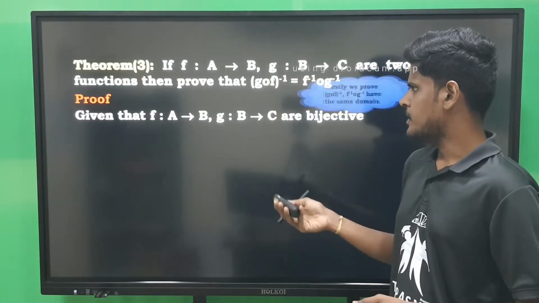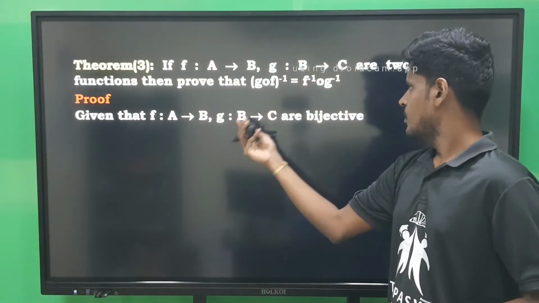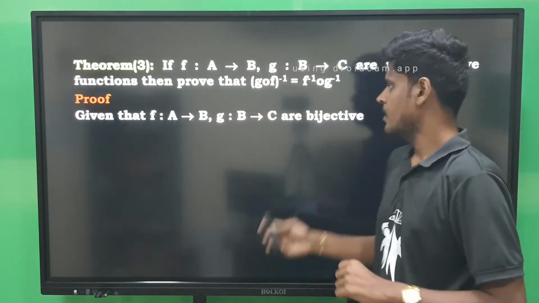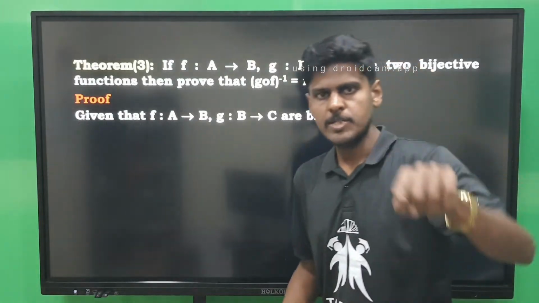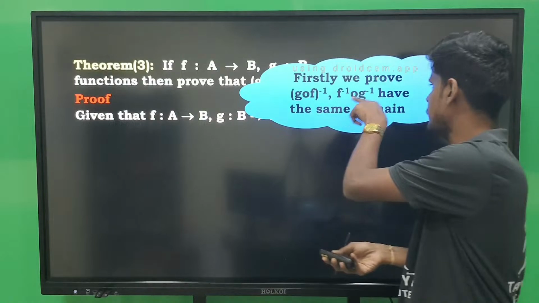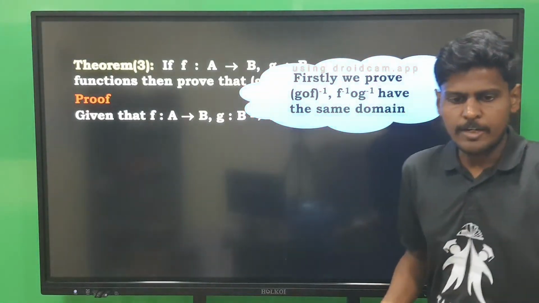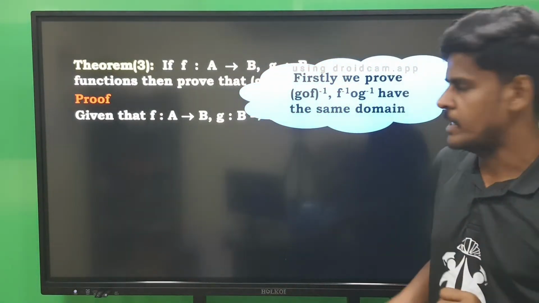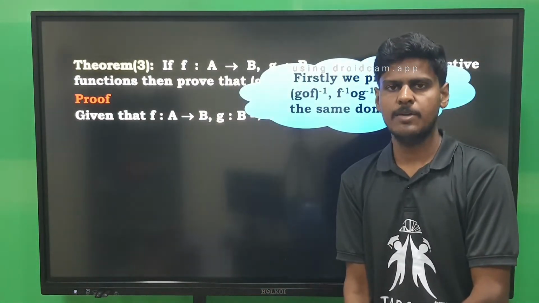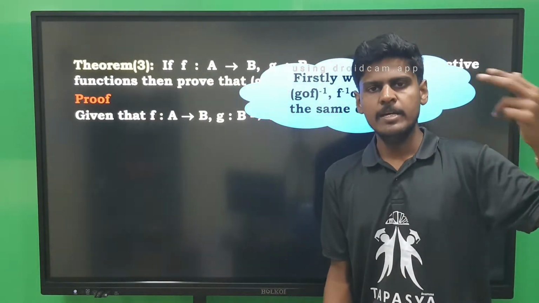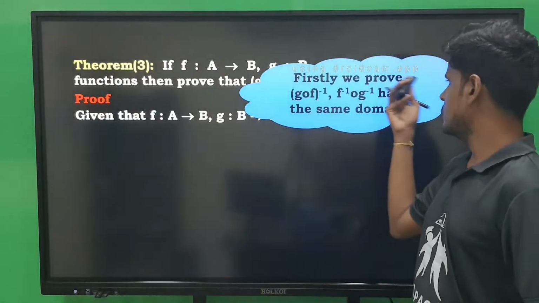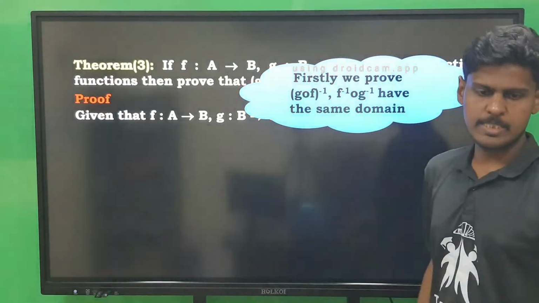Now what is the proof for this? g and f are both bijective. That is given. g and f are two bijective functions. What is understood from bijective? It is both a one-to-one and onto function. First we have to prove that (g∘f)⁻¹ and f⁻¹∘g⁻¹ have the same domain. For proving two function compositions equal, we should first check whether the domain is the same for both, and then take the range and see if the values exactly match or not.